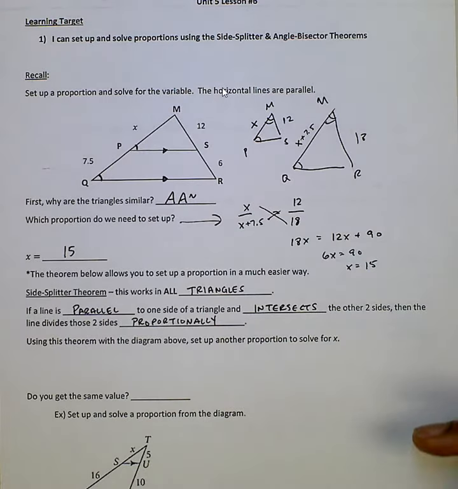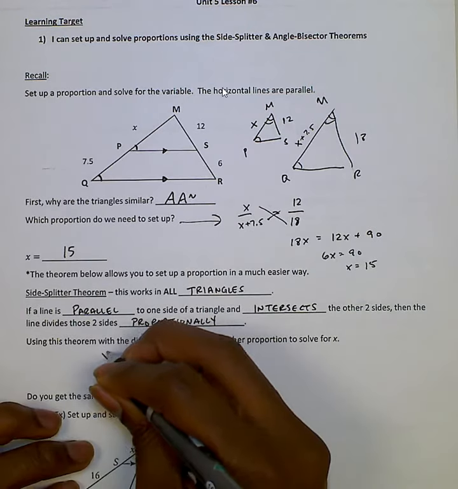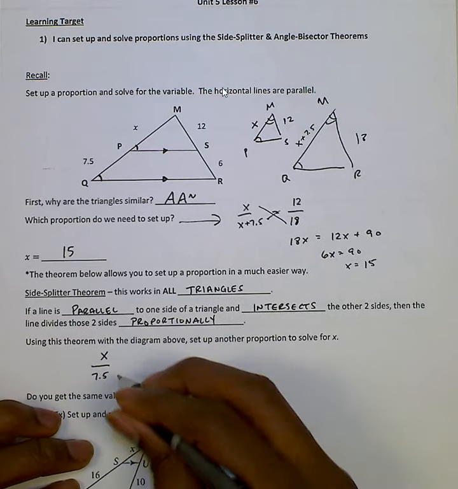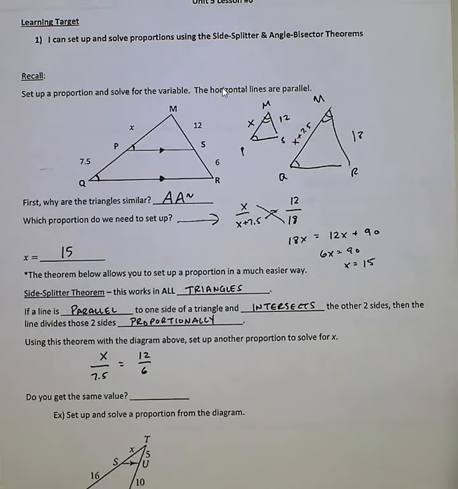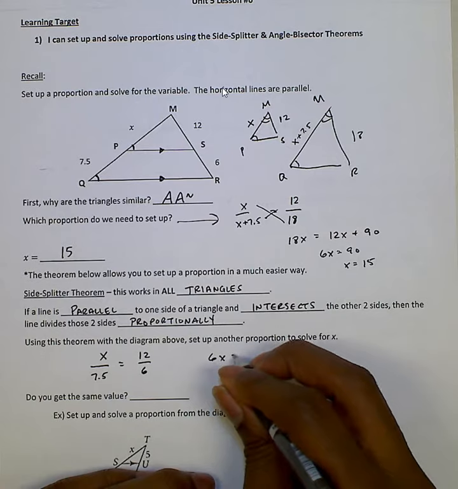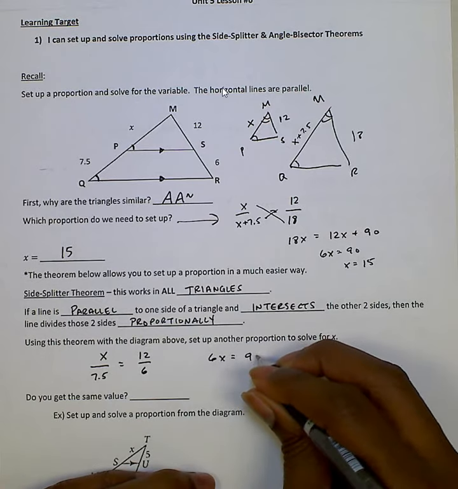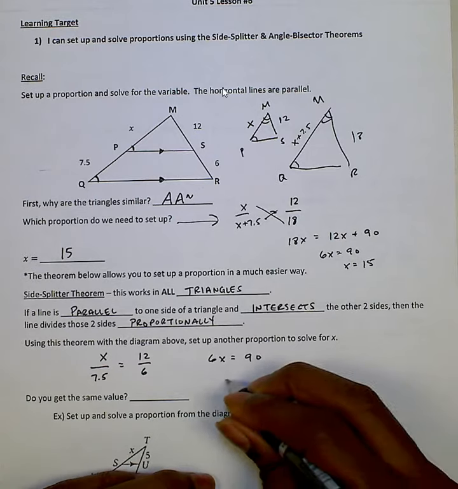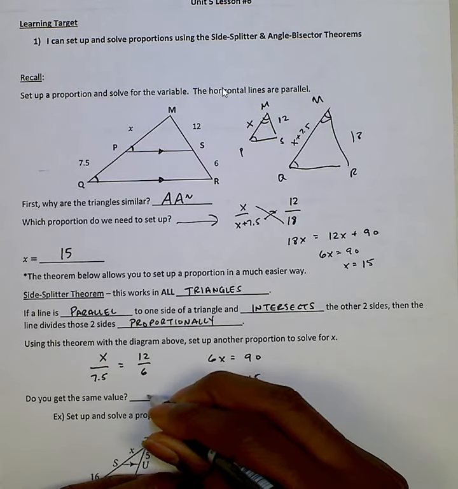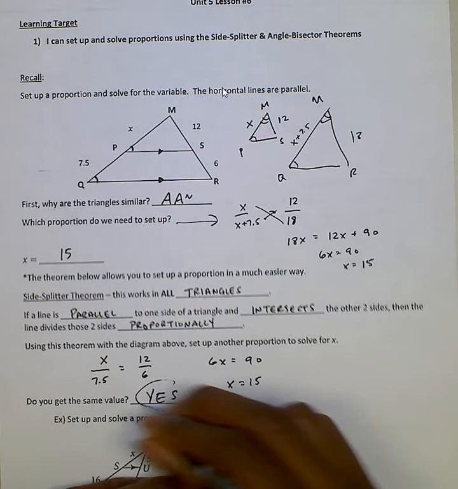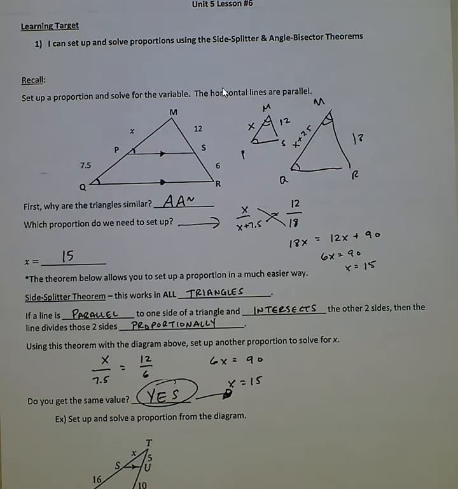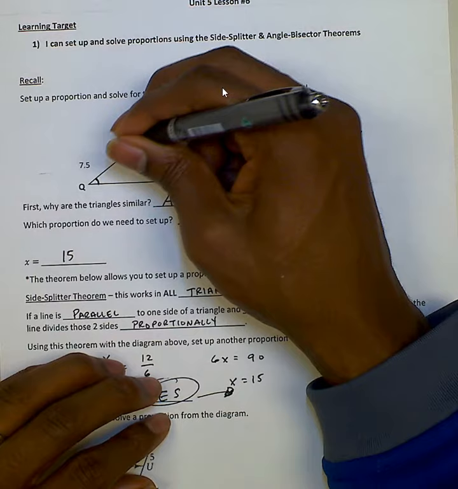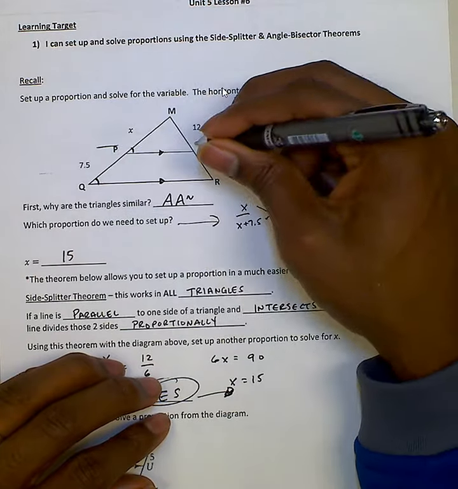And so using that information, we can set up this proportion a little bit easier. We could have just said x over 7.5 should be in the same proportion as 12 over 6. And so when we set this up, we get 6x equals 90 and x equals 15. X equals 15, just like we saw setting it up the other way. Okay, a little bit more visually pleasing too because it kind of seems like it's already set up for us, right? X over 7.5, 12 over 6.